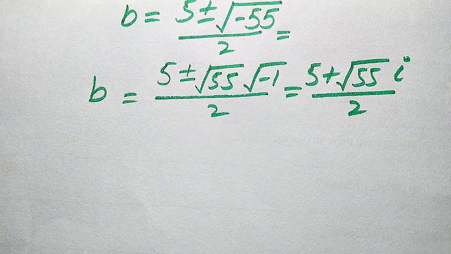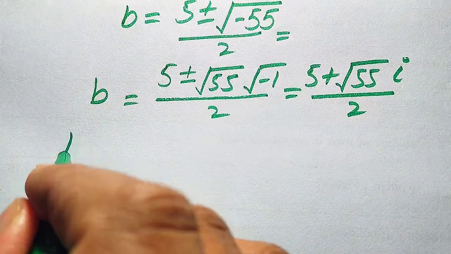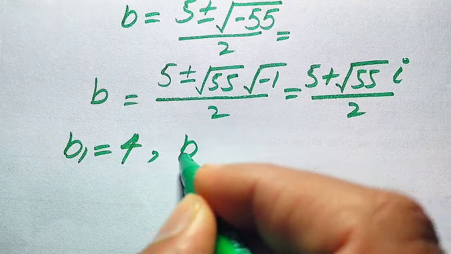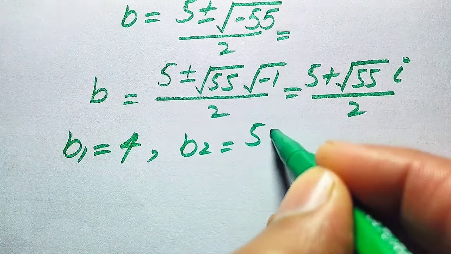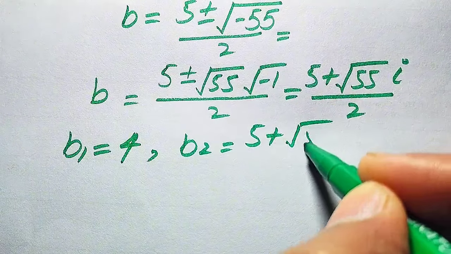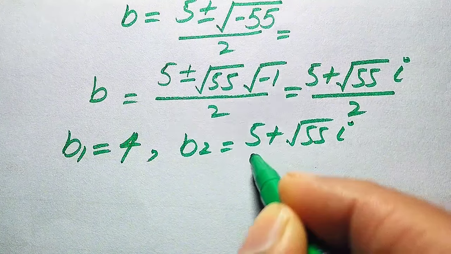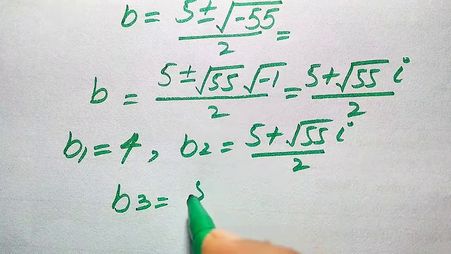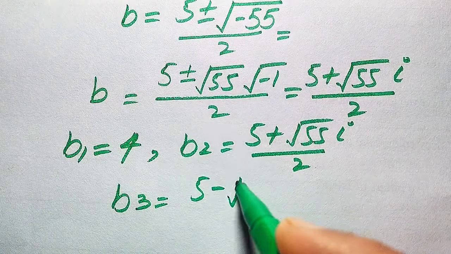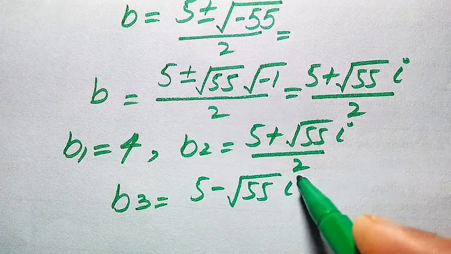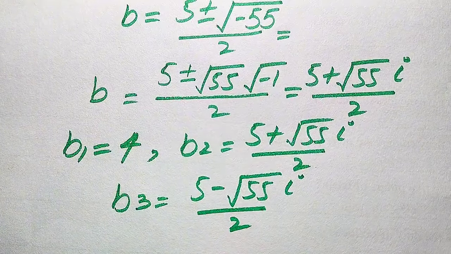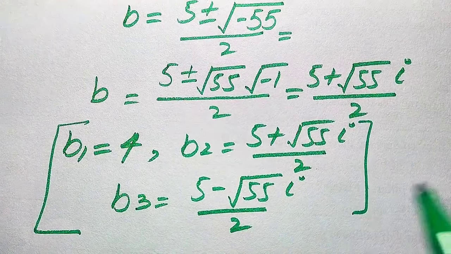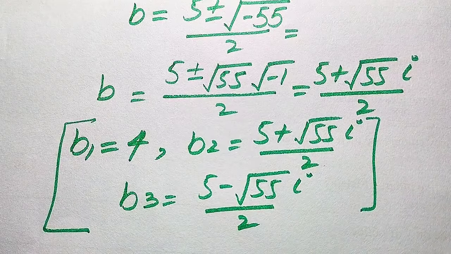So finally we have 3 roots of the given equation. The first root is the real root, b1 equals 4. The second root is a complex root, 5 plus square root of 55 times iota, divided by 2, and the third root is also a complex root, 5 minus square root of 55 times iota, divided by 2. So these are the final 3 roots of the given equation which we get here.